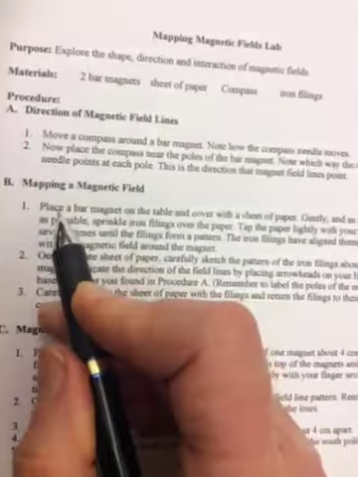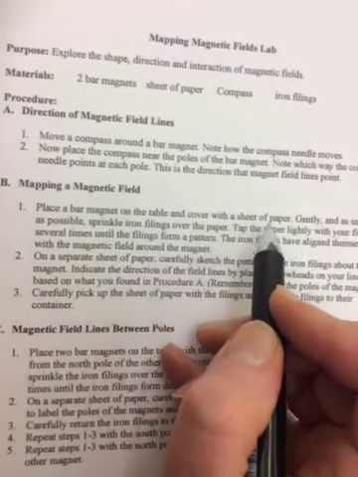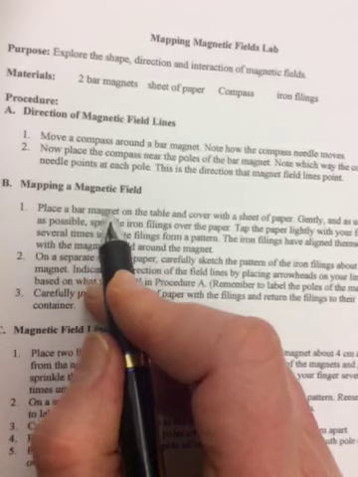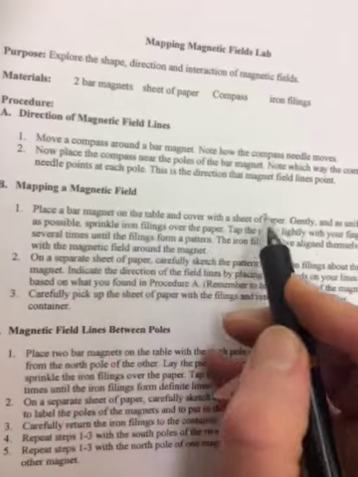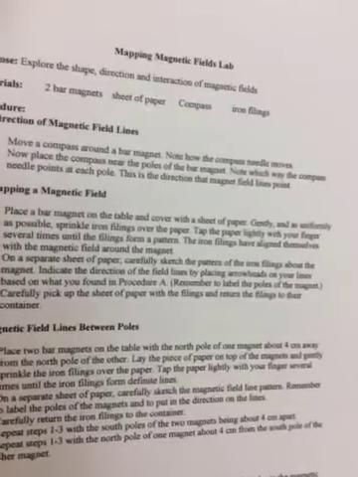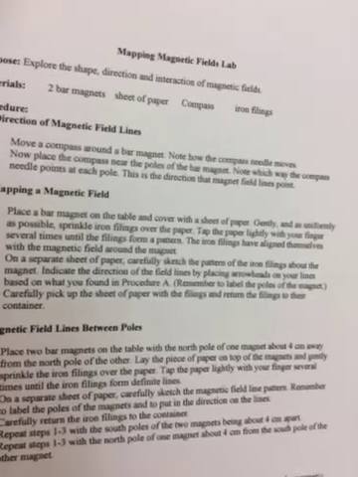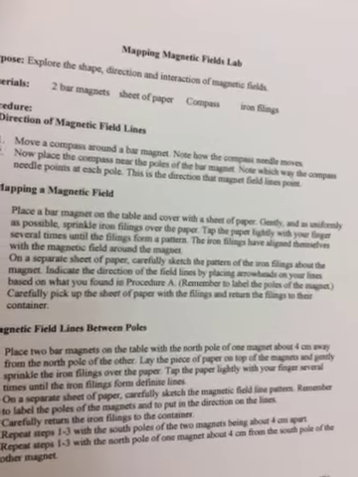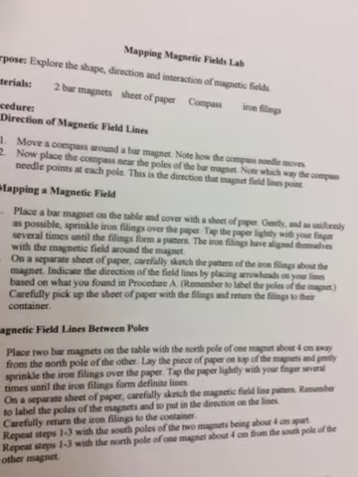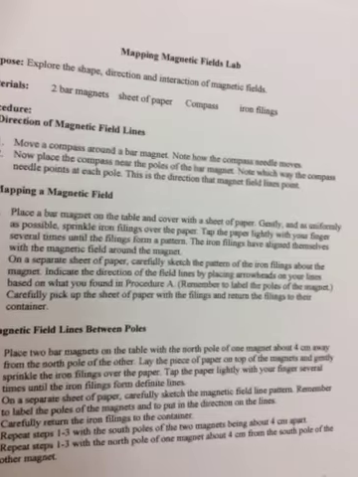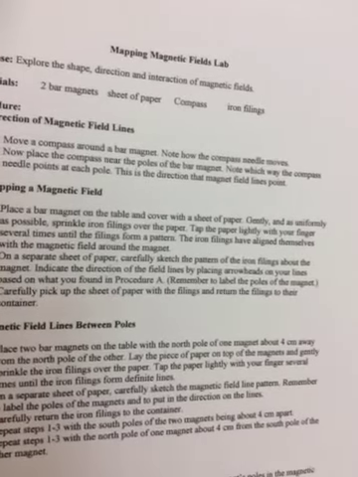Okay, so then the next one: place a bar magnet on the table and cover it with a sheet of paper. You would say a bar magnet was placed on the table and covered with a sheet of paper. Gently and uniformly as possible, sprinkle iron filings over the paper. You would say, as gently and uniformly as possible, the iron filings were sprinkled over the paper. Tap the paper lightly with your finger.